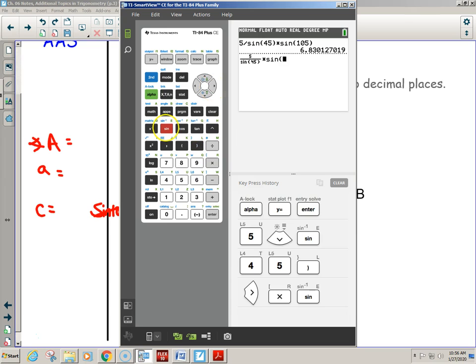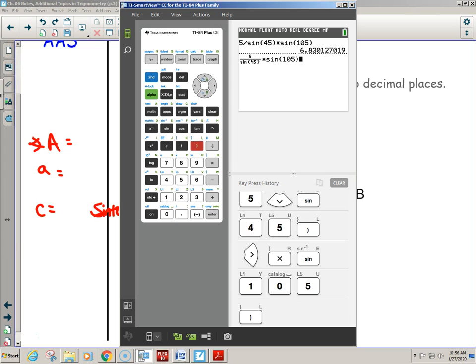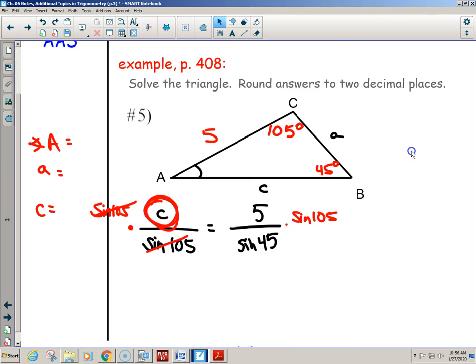Once again, you're going to get the same answer this time no matter what, but it's going to be super helpful if you start using that alpha y equals to orient all of your information and get the whole numerator together, whole denominator together if it ever got worse. But anyway, we have what? 6.83 as our side C.